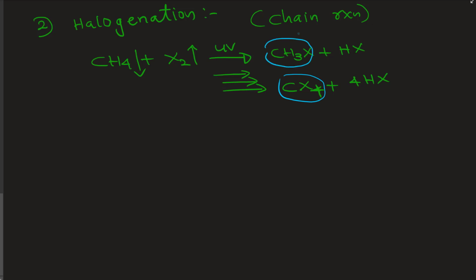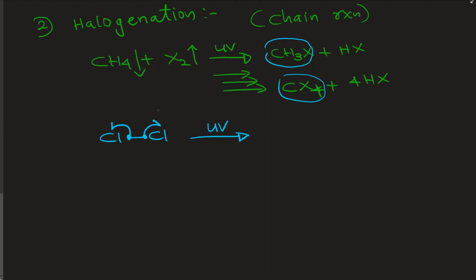So you can actually manipulate it. If you want CH3X, you use more hydrocarbon. If you need more CX4, you put in more halogen. So that's how chemical engineers arrange the reactions based on their products.